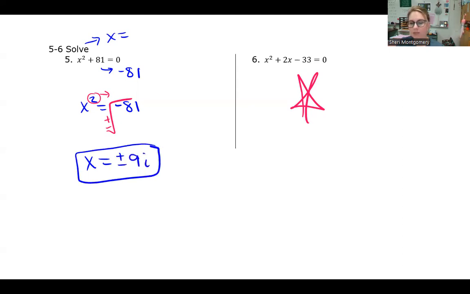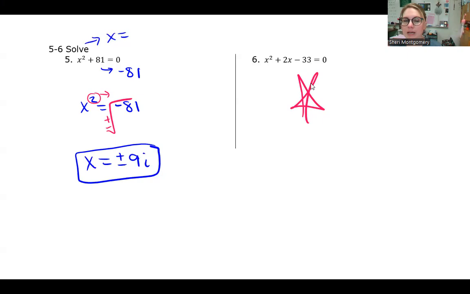That is my answer. On your quiz, you got something just as easy. You've got x squared plus 81. Let's see, you might have x squared plus 25, x squared plus 36, x squared plus 100, something easy, but it's basically the same question.